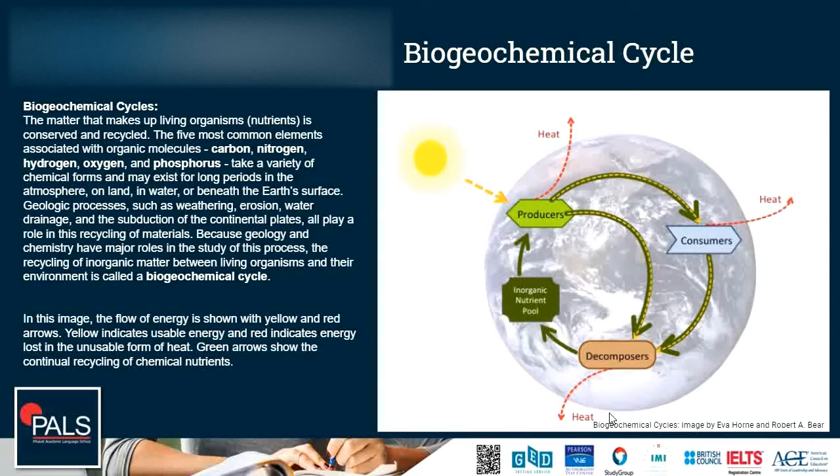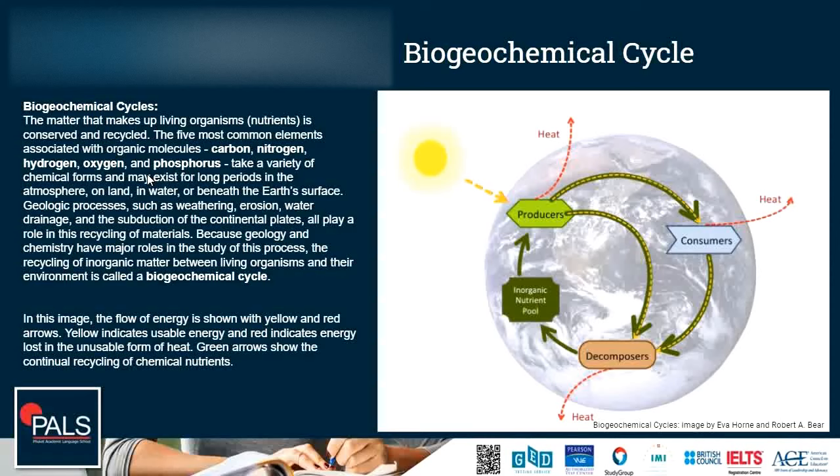So the bio part of the cycling is about the cycling of these substances within food webs and ecosystems, and the geochemical part is where these substances are and how they cycle when they are not in living things. The five most common elements associated with organic molecules and living things are carbon, nitrogen, hydrogen, oxygen, and phosphorus. As I already said, we will not have a look at phosphorus.